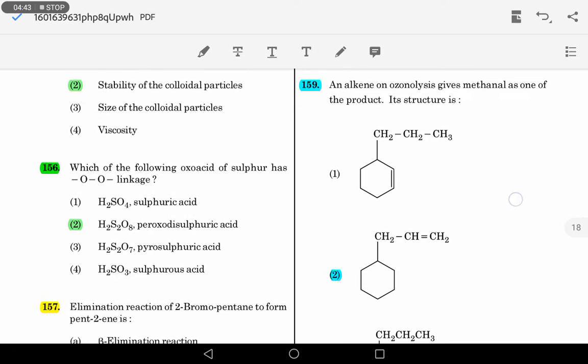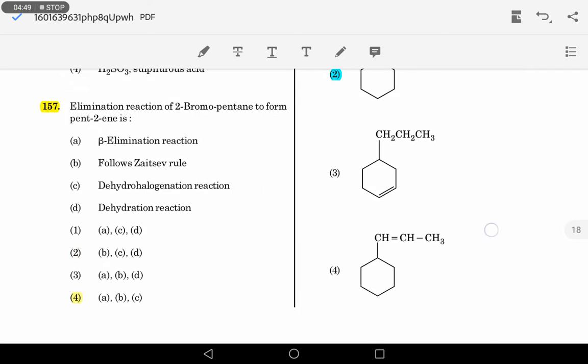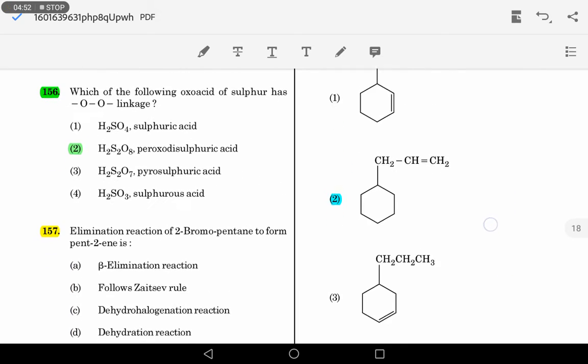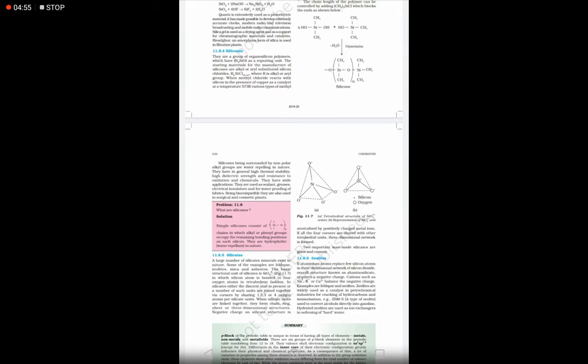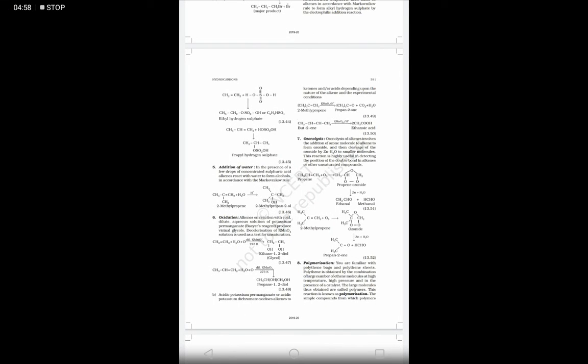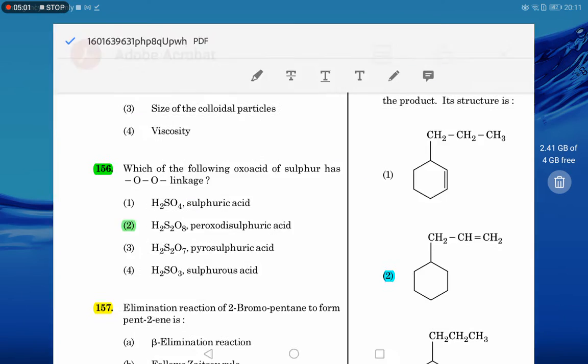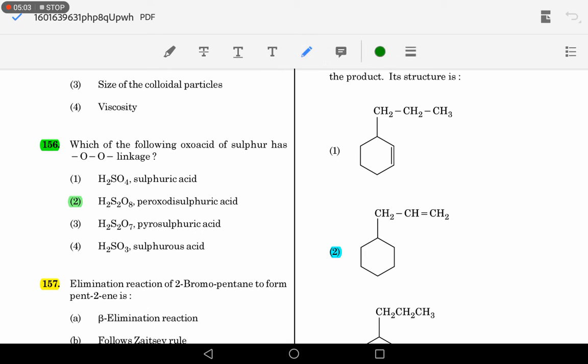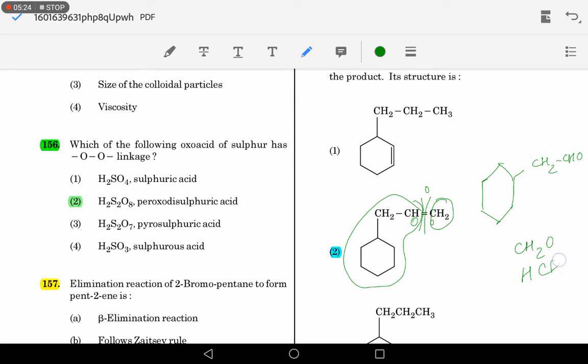An alkene on ozonolysis gives methanal as one of the products. Its structure is given. For this kind of problem, you have to check option by option. Before that, I'll show you the ozonolysis reaction that is provided in NCERT. The best way to do it is to just cleave the double bond and write oxygen, oxygen. So the products that you will get are CH2CHO and CH2O, this one and this one. And CH2O could also be written as HCHO.